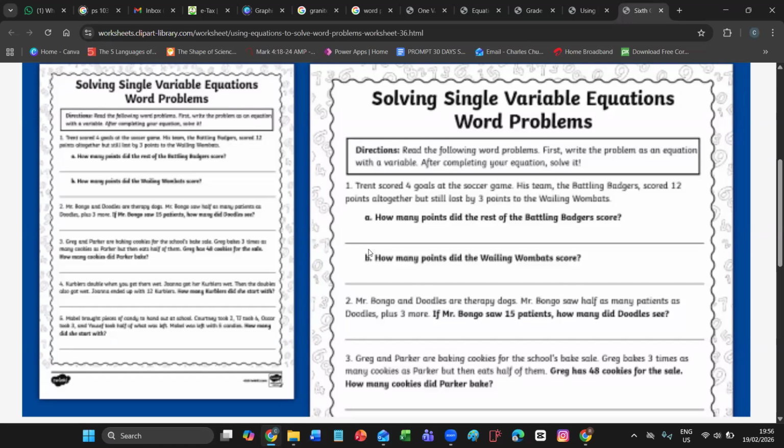Okay. So I hope my interpretation of this question would not depend on my understanding of goals versus points in a soccer game. Trent scored 4 goals at the soccer game. His team scored 12 points altogether, but still lost by 3 points.